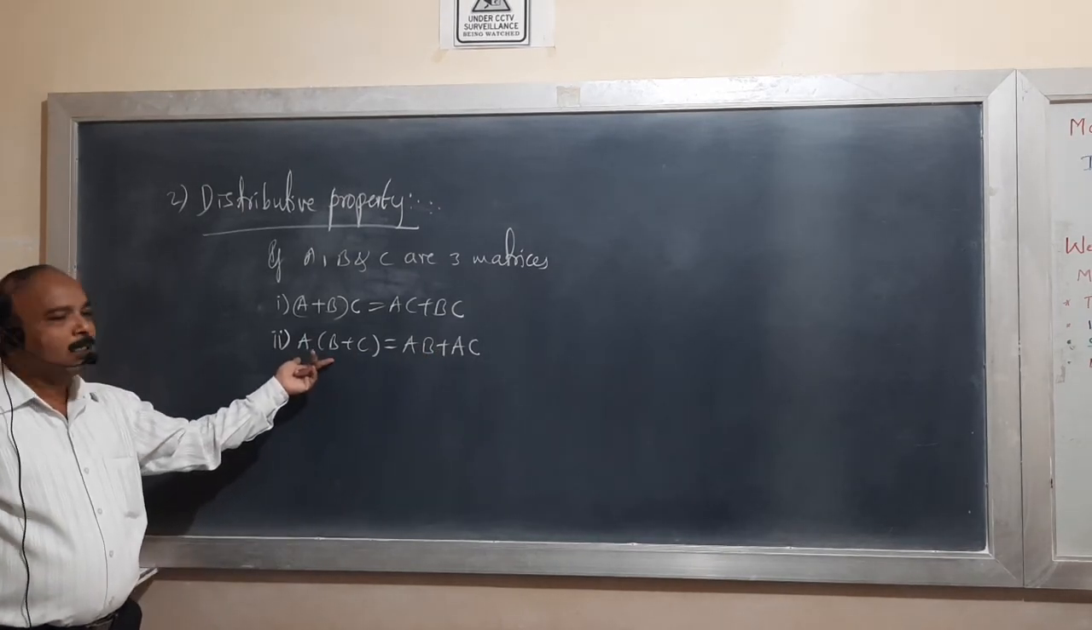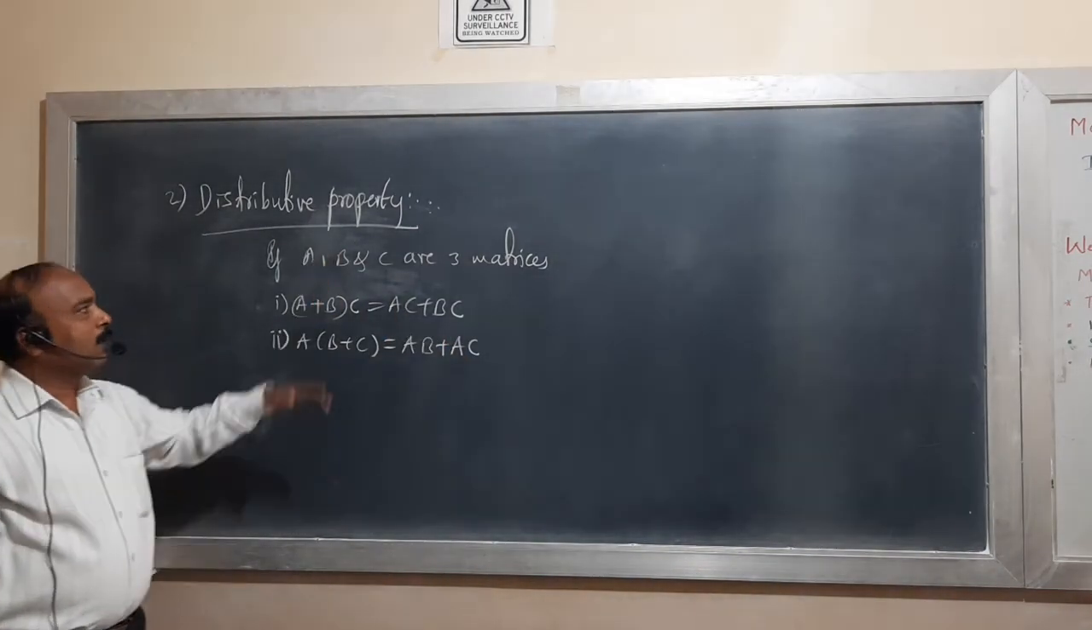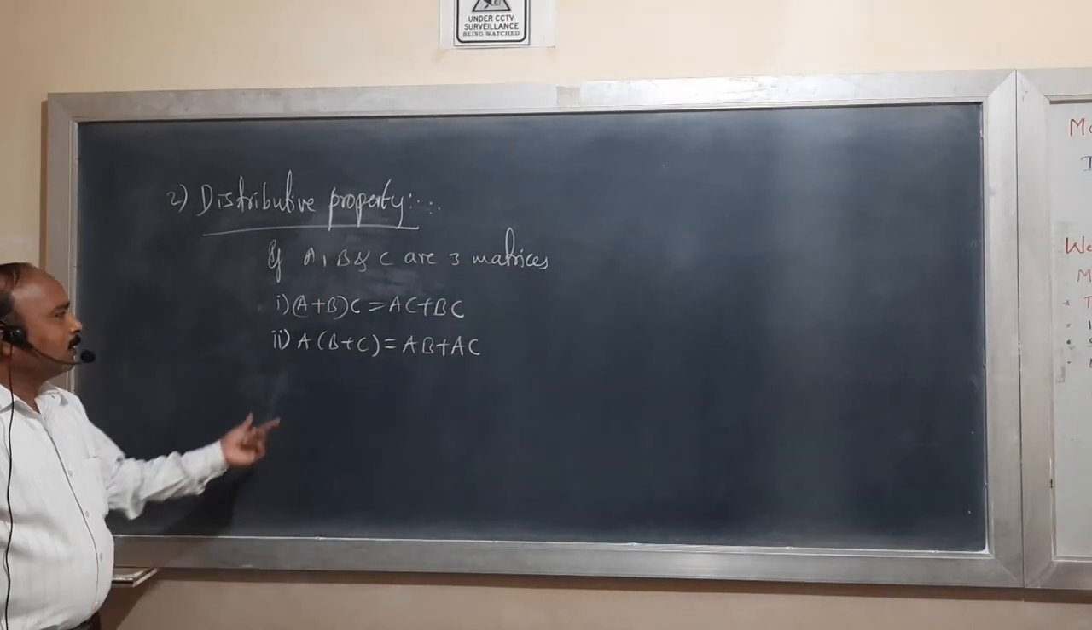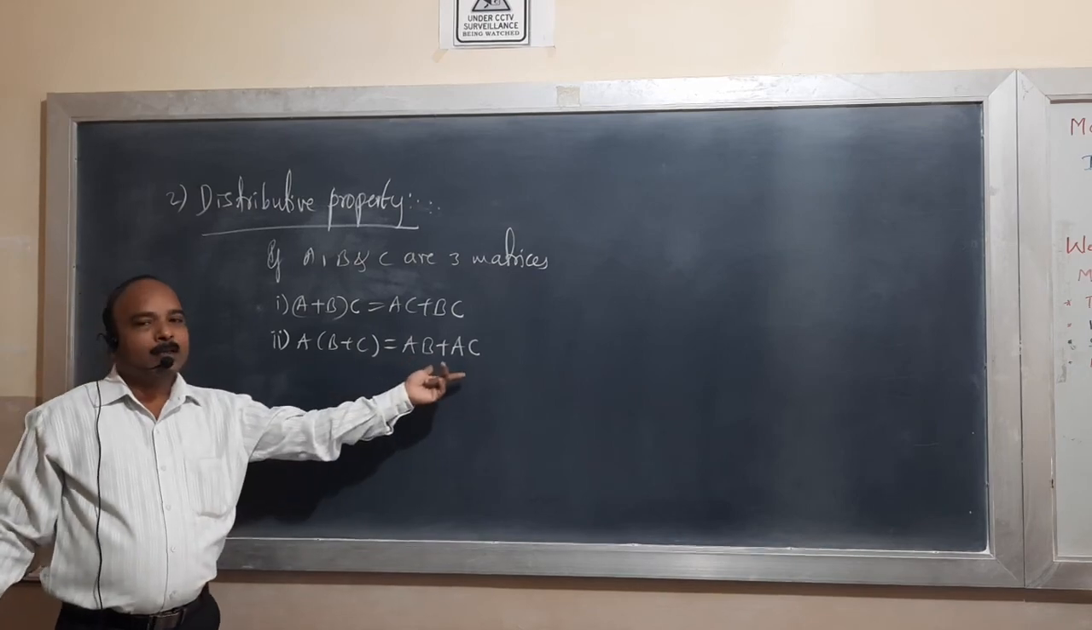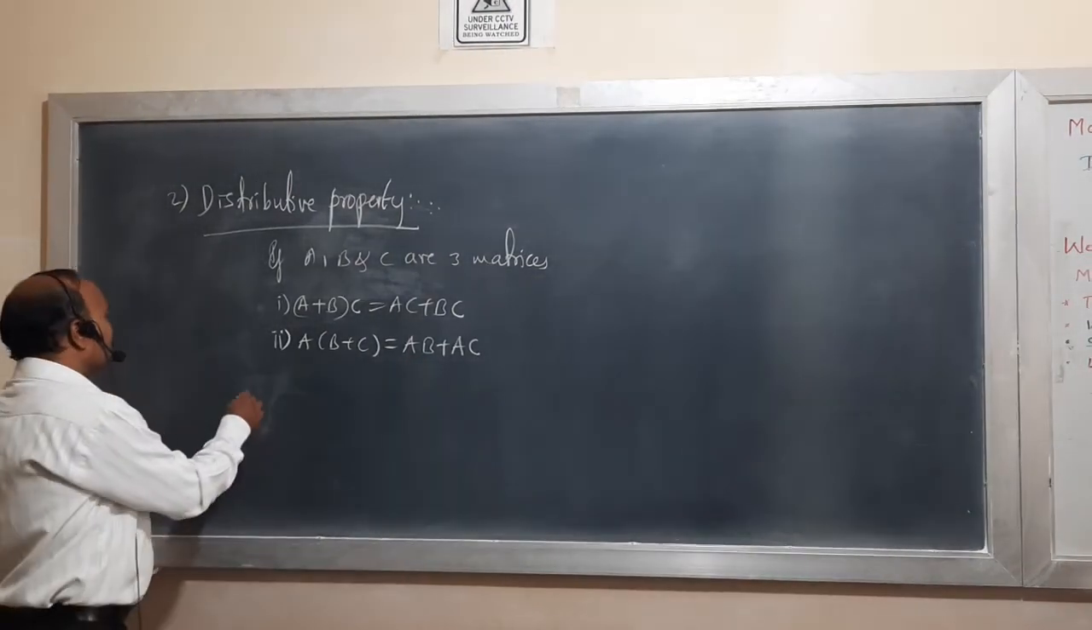A into (B plus C) exists here, and here AB plus AC exists. Then this property holds good. That means they are under the condition of multiplication of matrices. Now we go for some of the examples.